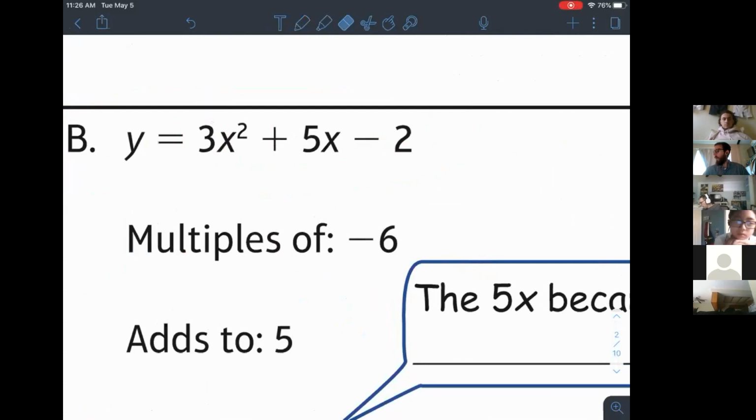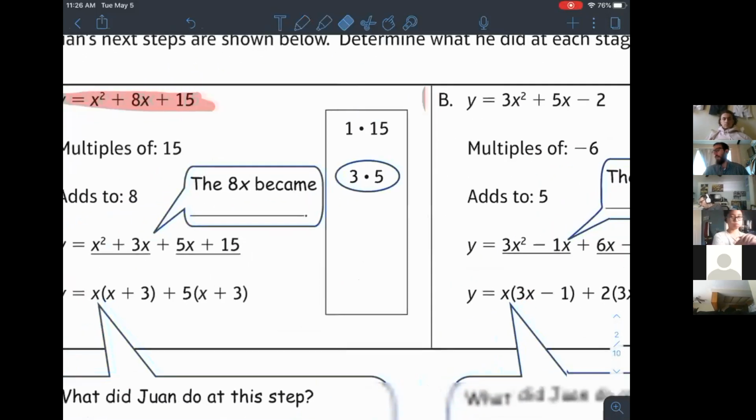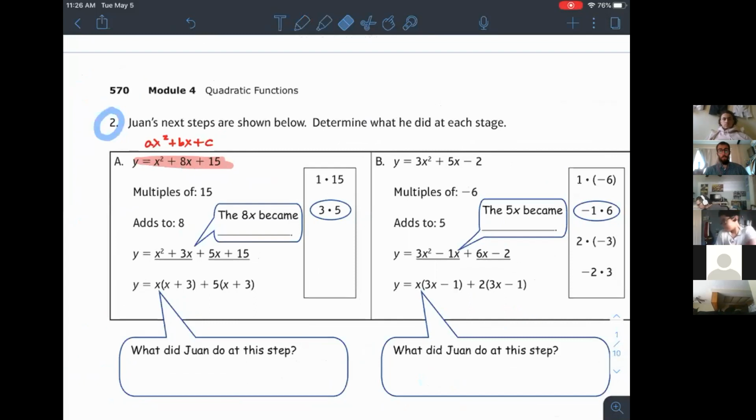So what we are actually about to see as we go through this on page 570, problem number 2, is that we are going to go through the steps, which actually they've shown Juan's steps right here. And we're going to talk about why he got what he got and then use that to kind of well-round our knowledge of factoring as a whole. So without any further ado, let's actually get to business here.